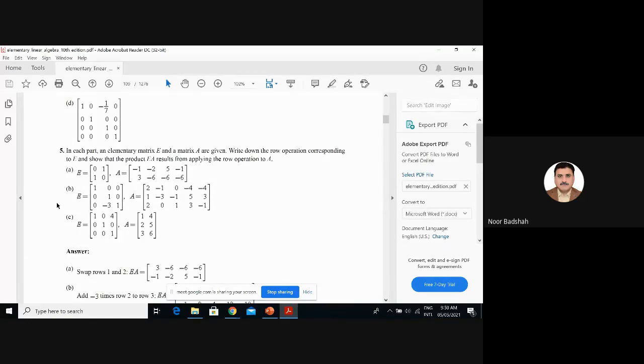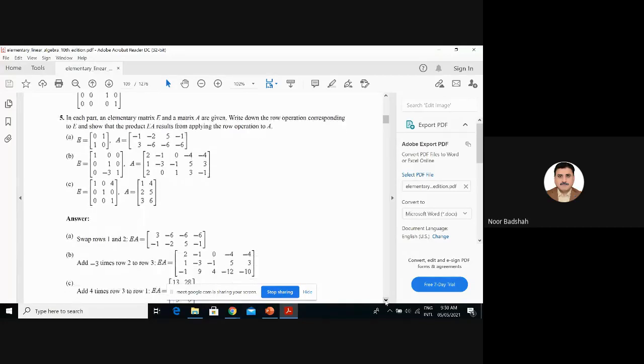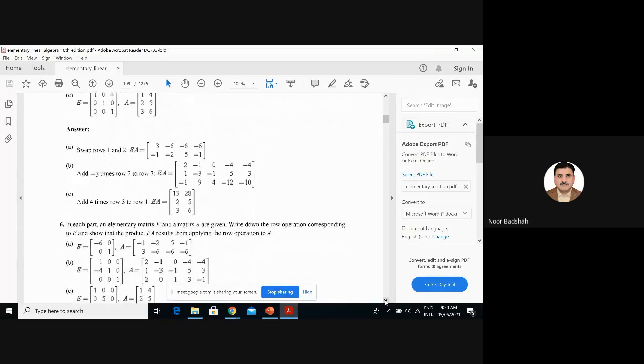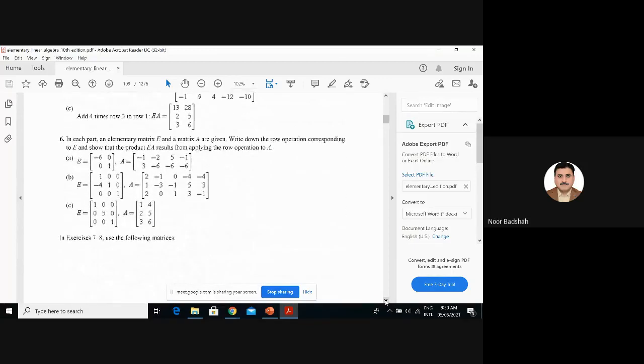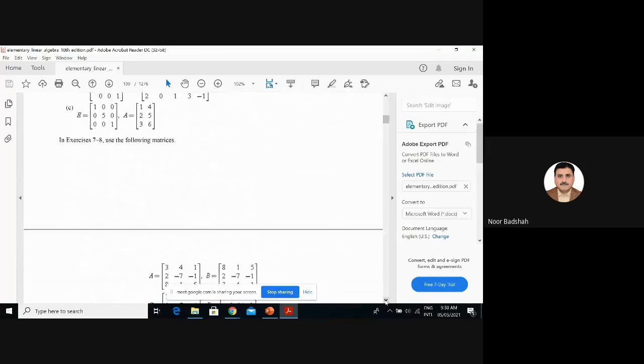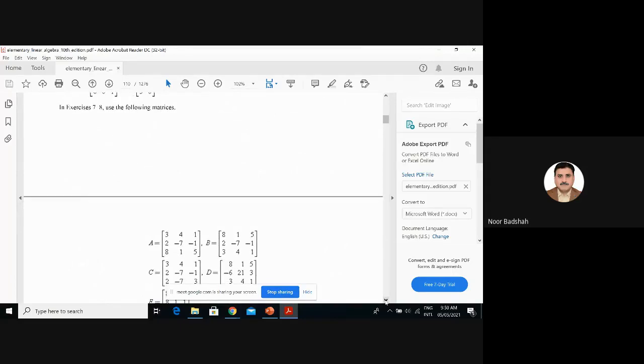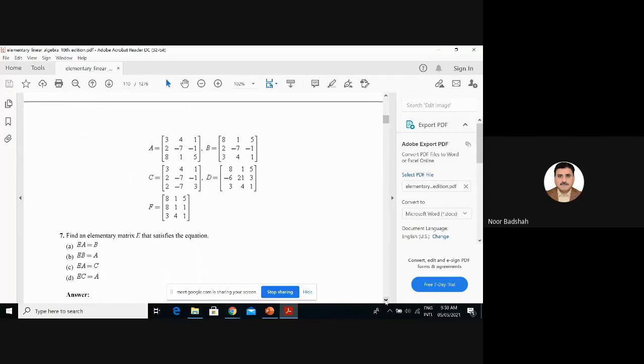What is the row operation in B? That is row number 3 minus 3 times row number 2. And if you multiply this matrix with matrix A, you will get the same row operation. And so on. The same thing in part C as well. That is the same thing in question number 6 as well. In 7 and 8, use the following matrices, right? A, B, C, D, E, F.